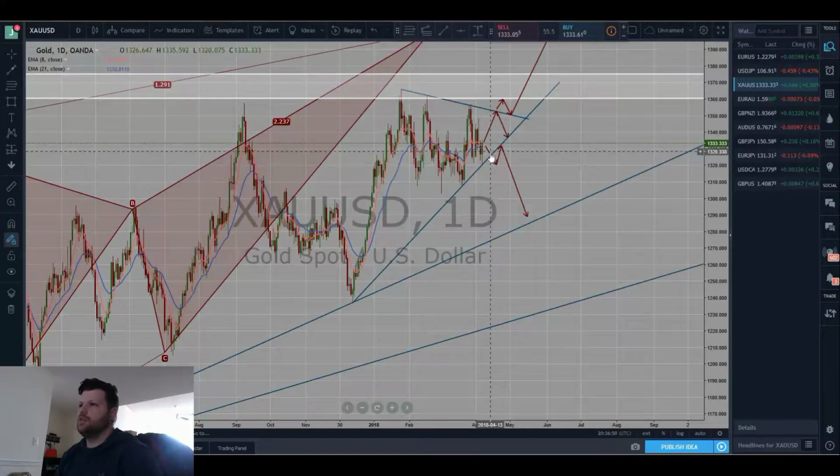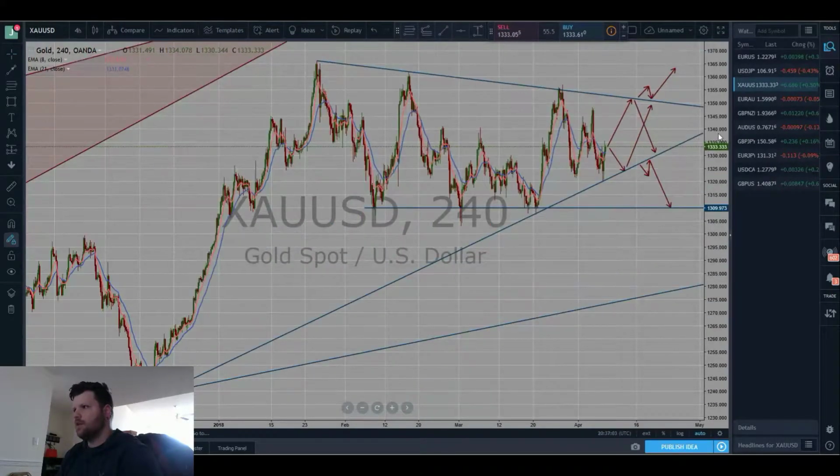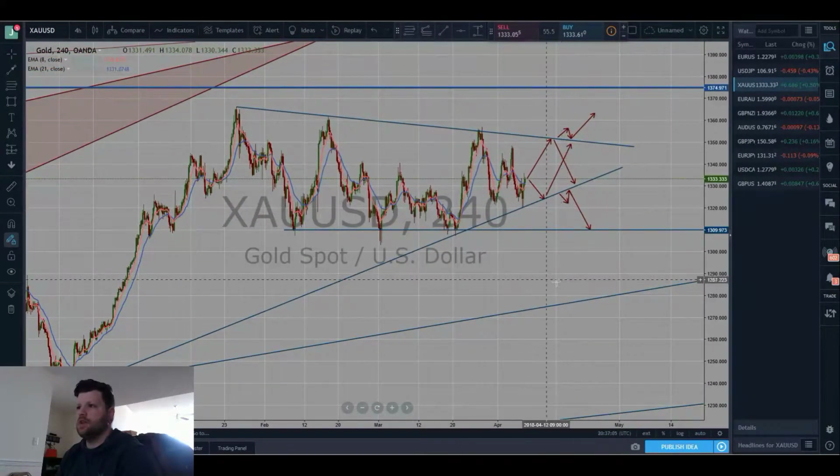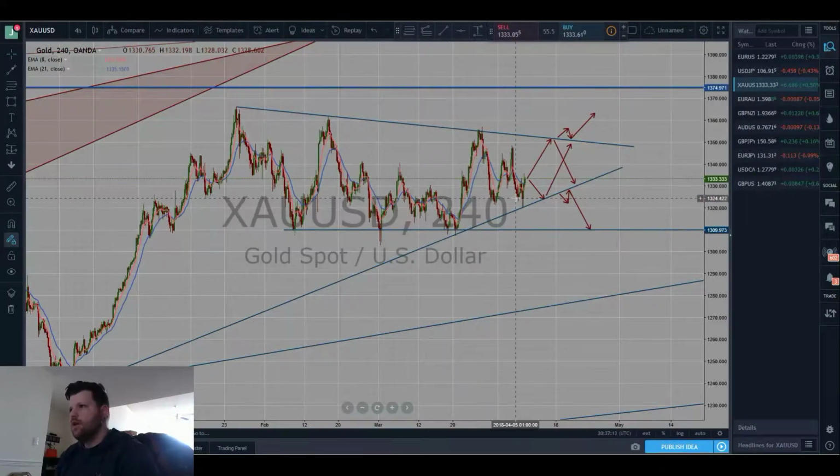However, if it does break to the downside, then we'll be looking for a retest and then riding it down to this trend line down here. And then dropping down to the 4-hour time frame, a lot of the same. I added in this horizontal line on the 4-hour time frame that just shows the bottom of the consolidation zone.